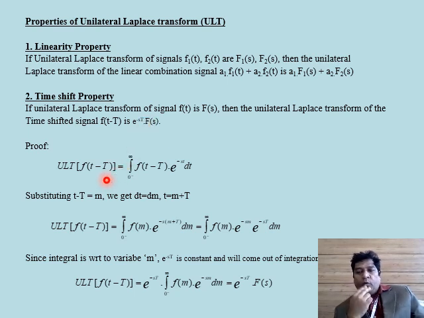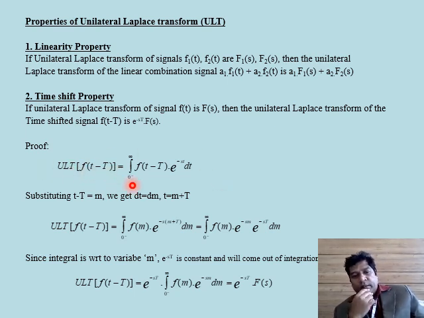Now we will prove this property. It's a very simple proof. These proofs are similar to the proofs in the Fourier series and Fourier transform. The proofs are exactly the same. They have the same methodology. So we take this Laplace transform of f of t minus capital T.